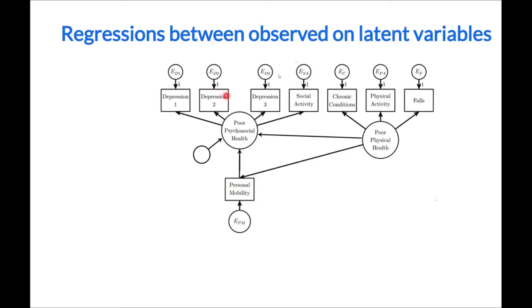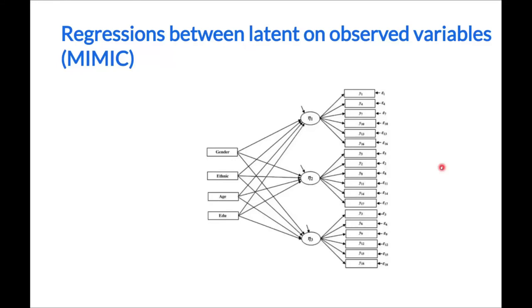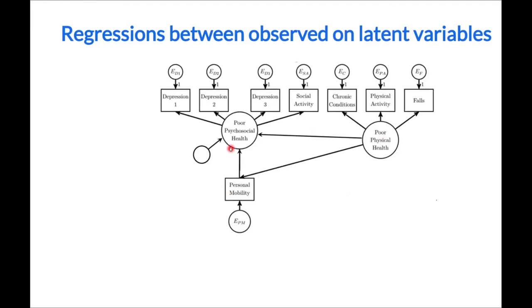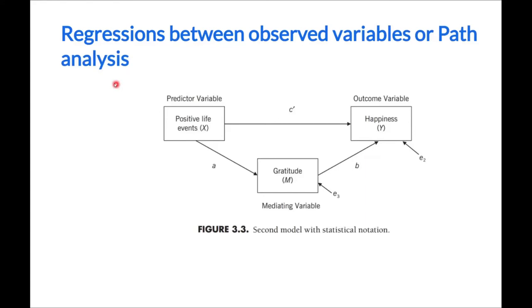And here, as we can see, it's not only a regression. Here we have more complex associations. For example, this is a kind of mediation analysis in which poor physical health is connected with poor psychosocial health through personal mobility. This is an example that we can find in Baoyang's text about structural equation modeling. And the other option is path analysis, where we have only observed variables and we can make a relation between them.